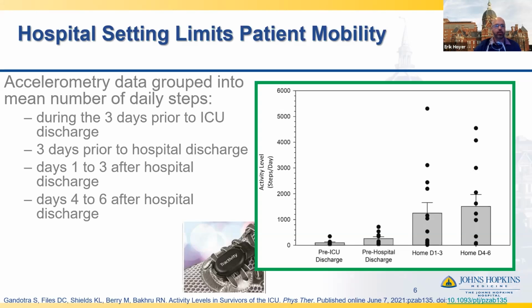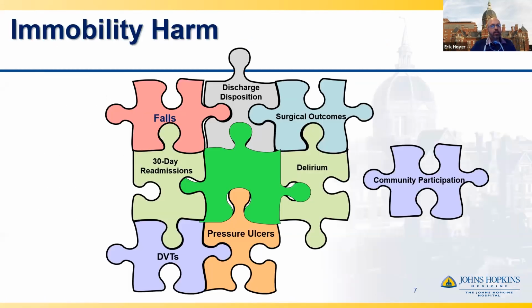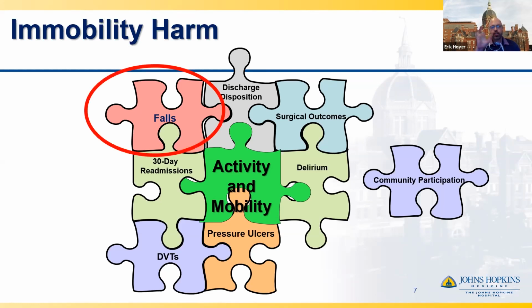And we like to use this term, the immobility harm, because really mobility is related to all these different clinical outcomes that the hospital really cares about. So things like falls, readmissions, DVTs, pressure injuries, delirium, surgical outcomes, discharge disposition. If we want to address all of these different outcomes, we really need to be thinking about patient activity and mobility. And for this talk, what I'm going to be particularly focusing on is falls.